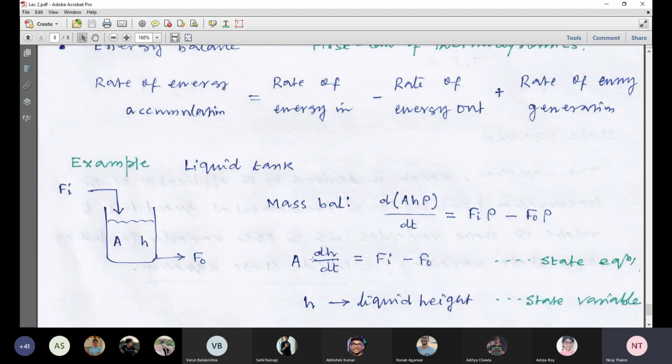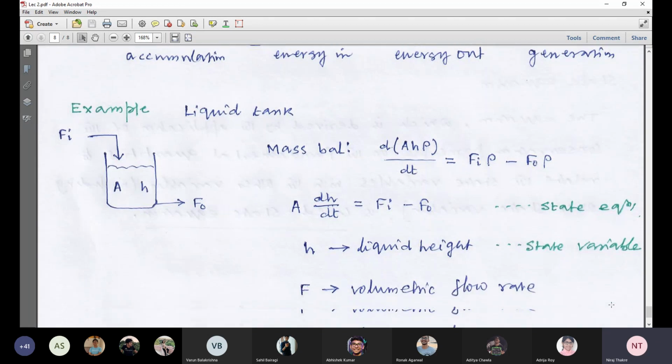So I hope there is no confusion to understand these two topics, state equation and state variable. Clear? We got this state equation by the application of conservation of mass. That's why it is called so. And state variable is present within the accumulation term, which is very obvious from this equation, you see.